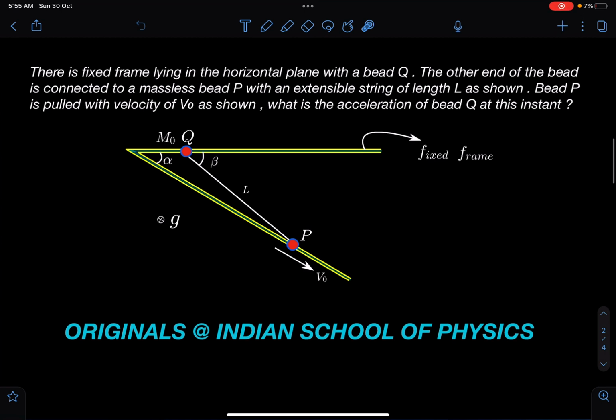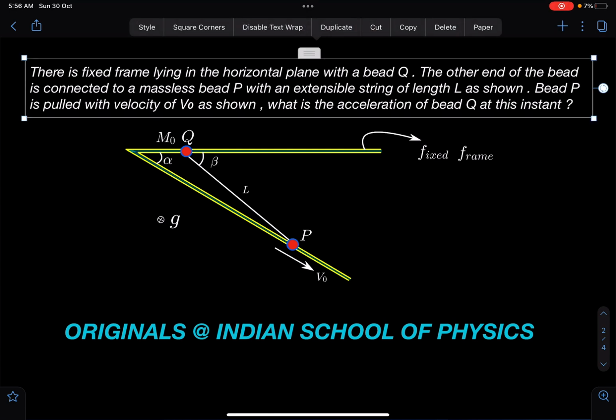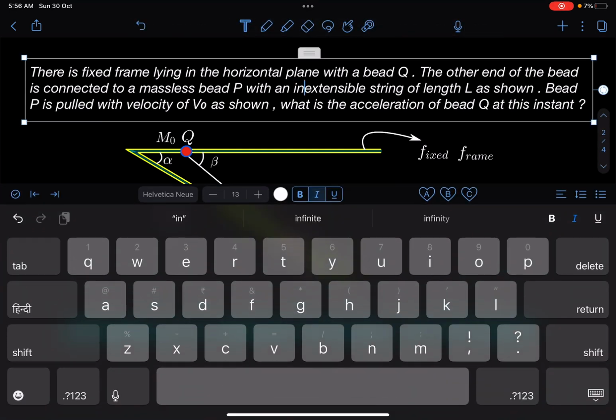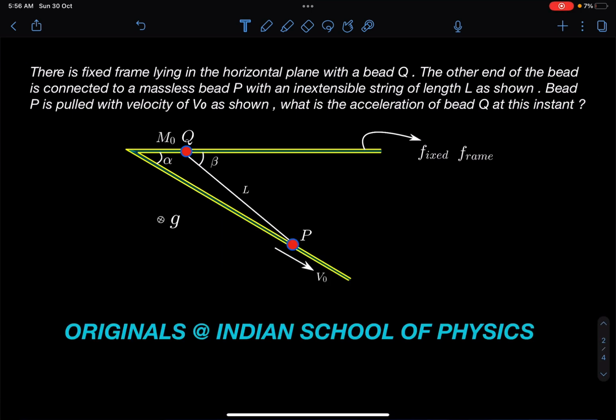There is a fixed frame lying in the horizontal plane with a bead Q. The other end of the bead is connected to a massless bead P with an inextensible string of length L as shown. So its length cannot change, right? Bead P is pulled with the velocity V naught as shown. So this bead is pulled with the velocity of V naught and it is massless also. Massless means the force is going to be zero on this.